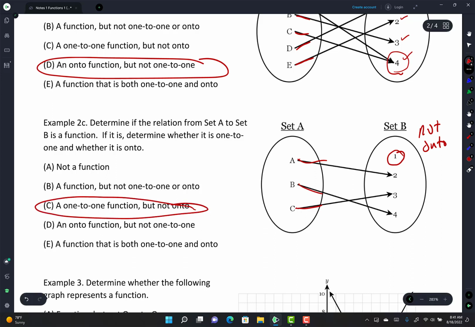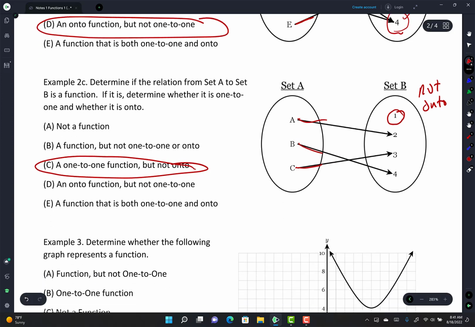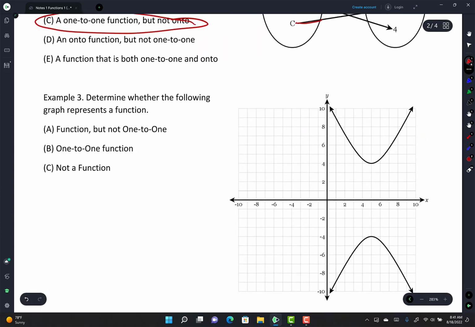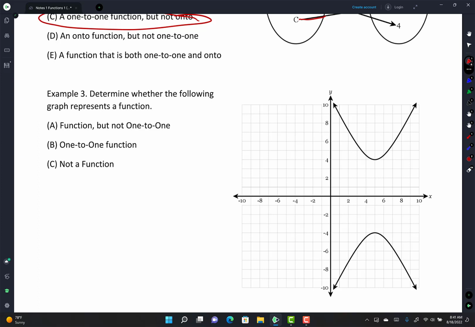Good job. How do we feel? Easy, right? All right. Example 3. Determine whether the following graph represents a function. Oh, that's an easy one. Just draw a vertical line. Bam. Does that vertical line cross more than once? So is it a function?